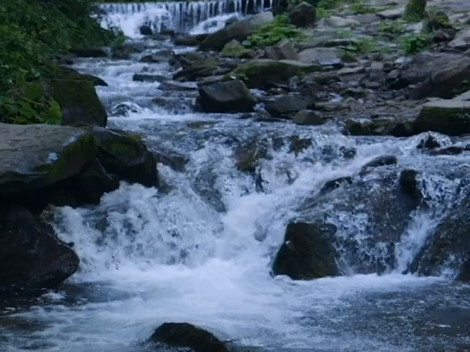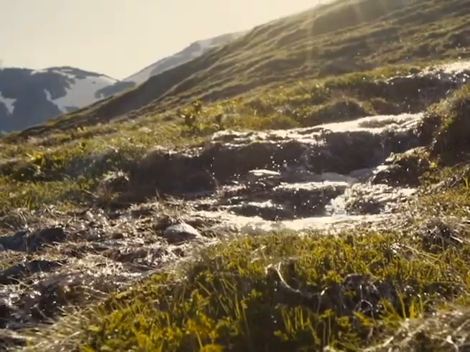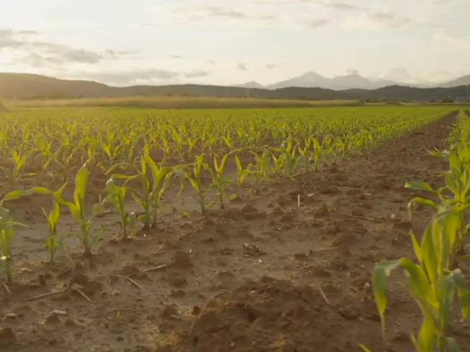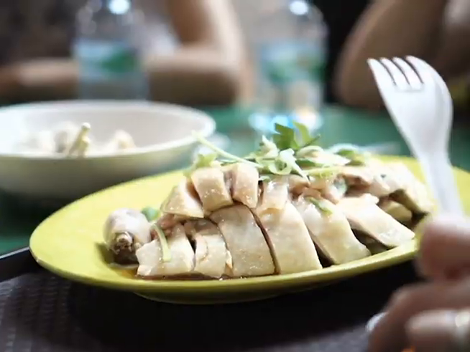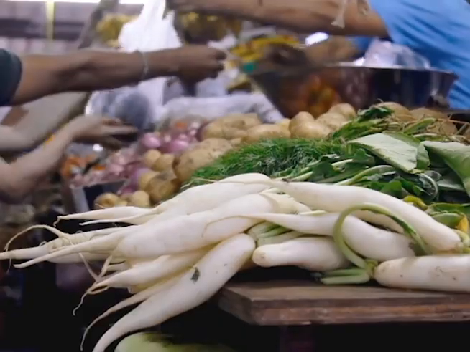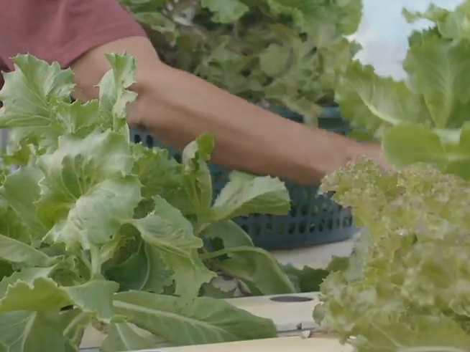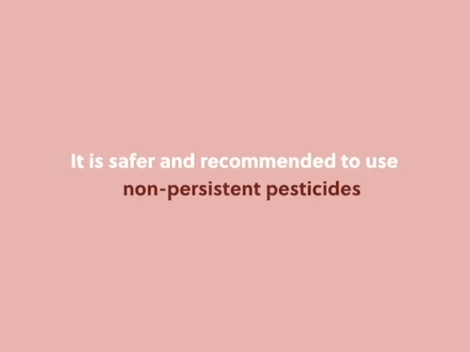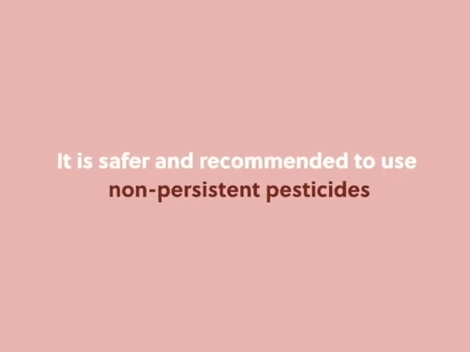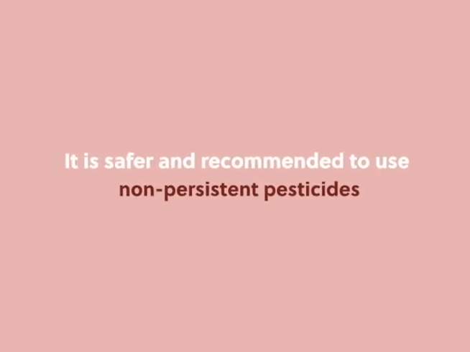They may contaminate rivers, lakes, groundwater, and even the vegetables and fruits we eat. They can even accumulate on humans from pesticides inhaled or from the fruits and vegetables eaten. Thus, it is safer and recommended to use non-persistent pesticides.